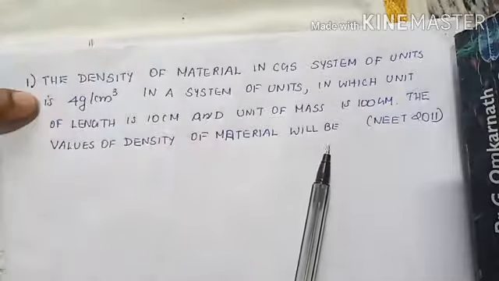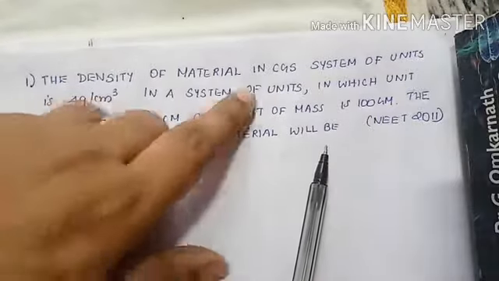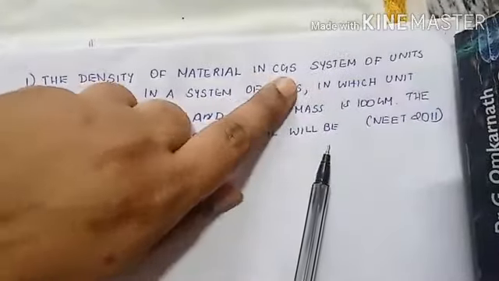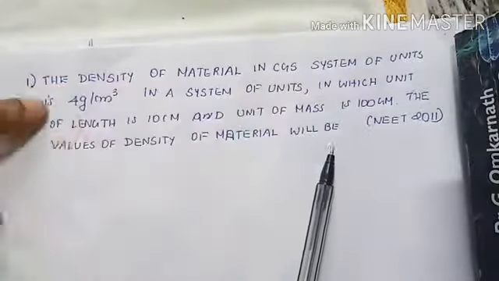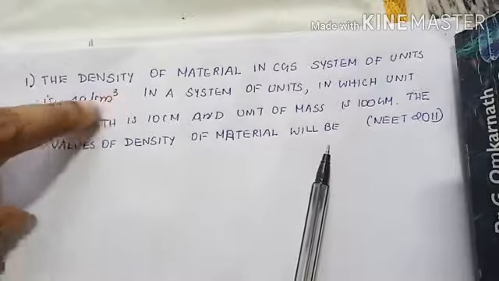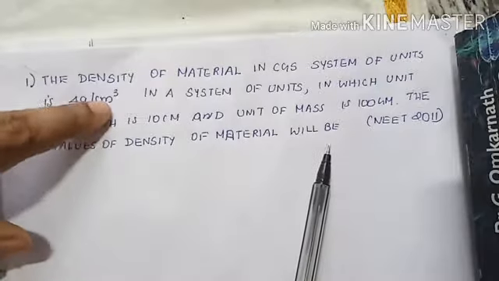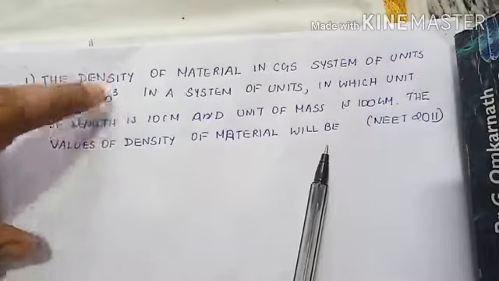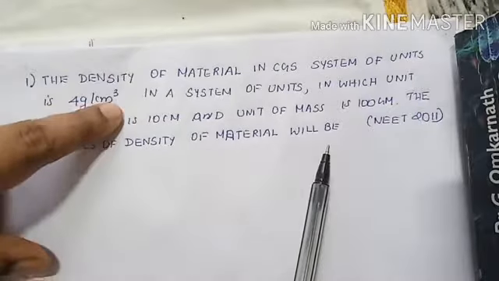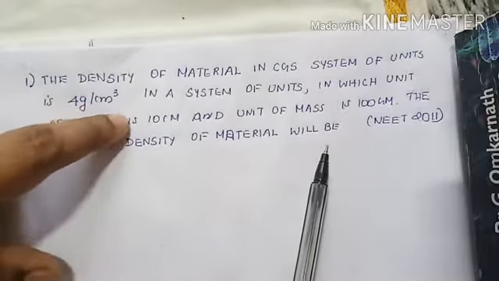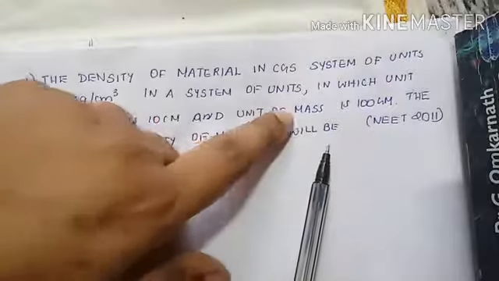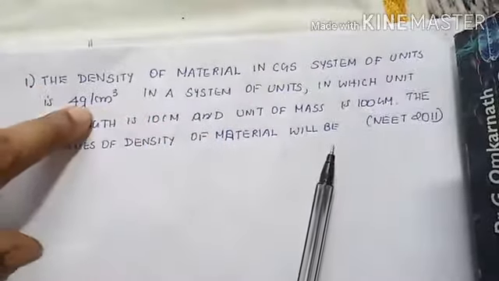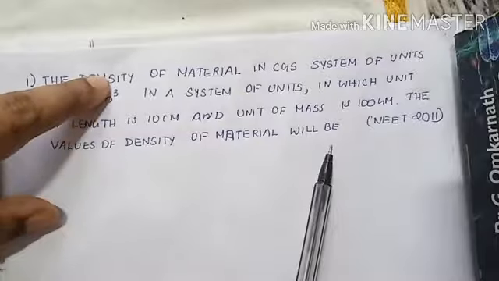So shall we read the question? Density of the material in CGS system. CGS system means centimeter, gram and second. The system of units is 4 gram per centimeter cube. Gram is mass, centimeter cube is volume. So mass by volume. Obviously this is the unit of density in CGS system. So it is 4 gram per centimeter cube. That means in CGS system, this is the density of the material.